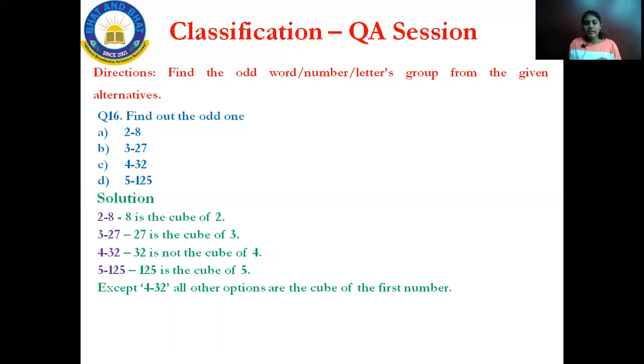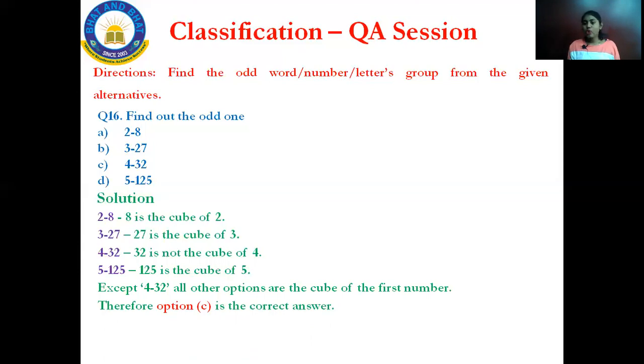And 27 they had given. Next 4: 4 into 4 into 4, 4 4s are 16, 16 4s are 64. But the option is wrong, they have given 32. And then 5: 5 into 5 into 5, 5 5s are 25, 25 5s are 125. The rest, 2 and 8, 3 and 27, and 5 and 125, are cubes, but 4 and 32 is not a cube. So option C is the correct answer.